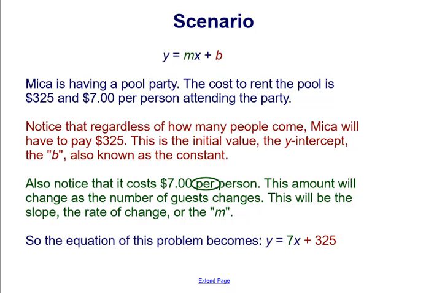Also notice that it costs $7 per person that comes to the party. This amount will change as the number of guests changes. So this will be the slope or the rate of change or the m in the equation. So substituting in those two numbers instead of y equals mx plus b for this specific scenario, the equation becomes y equals 7x plus 325.